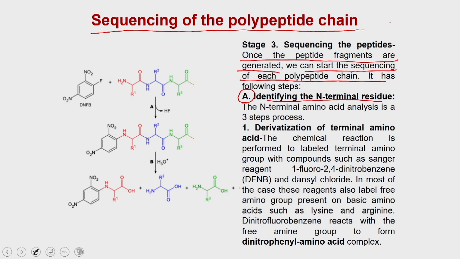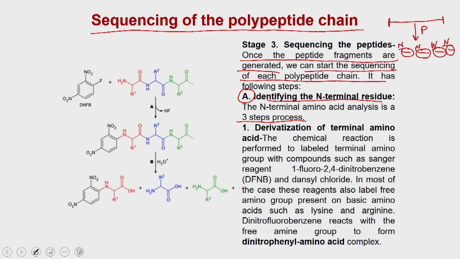So, for example, if you started with one protein sequence like this, and you cleave this with the protease, you are going to get multiple fragments. Now, all these multiple fragments are going to be sequenced individually, and the first thing is that you have to identify the first amino acid of all these polypeptides. The identification of the N-terminal residue is a 3-step process.